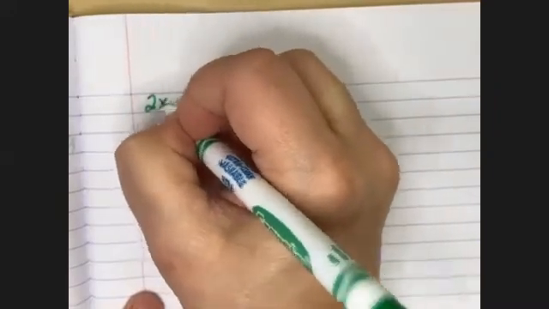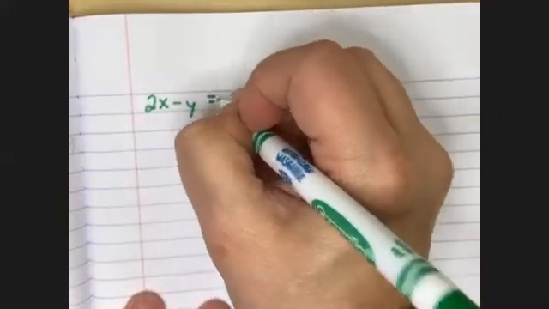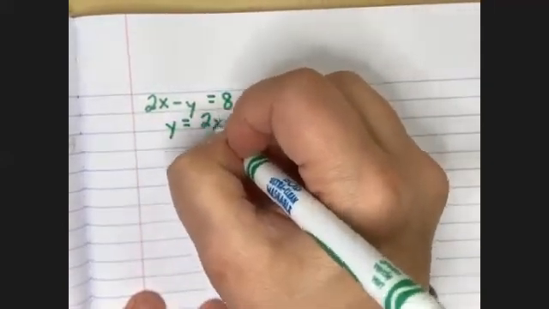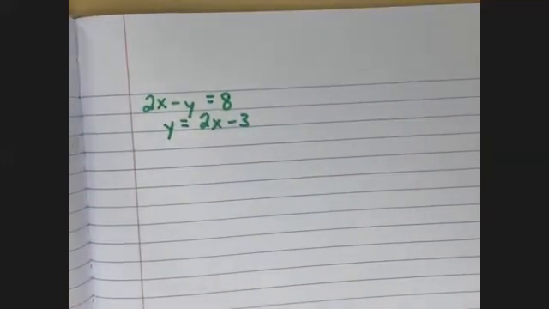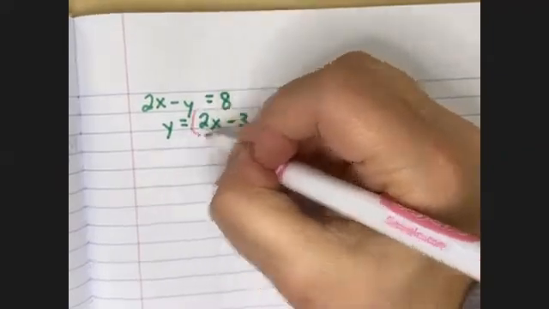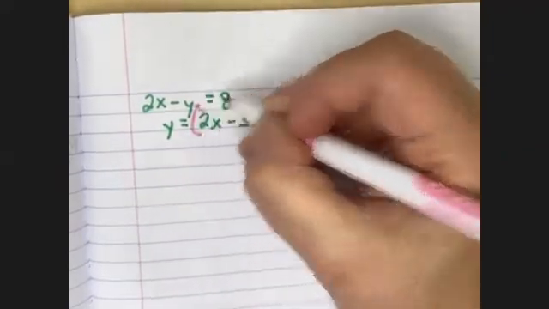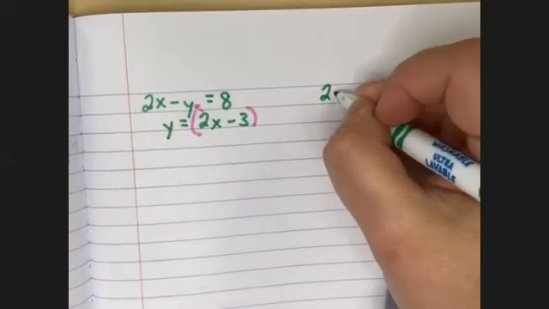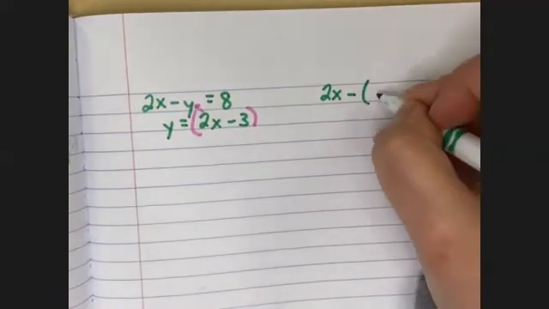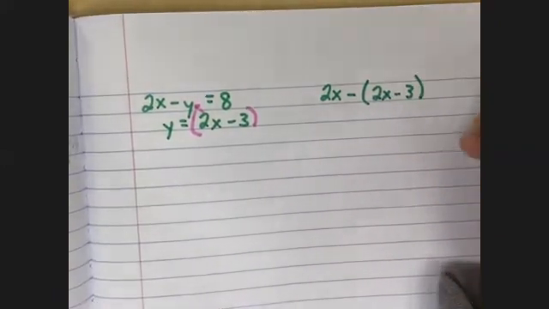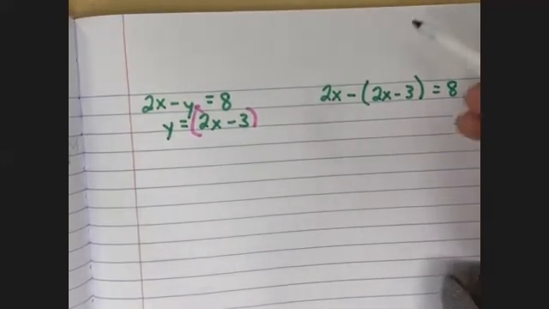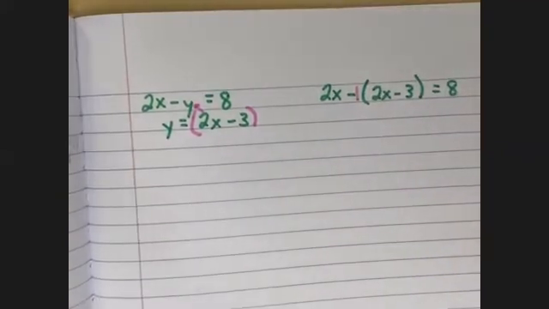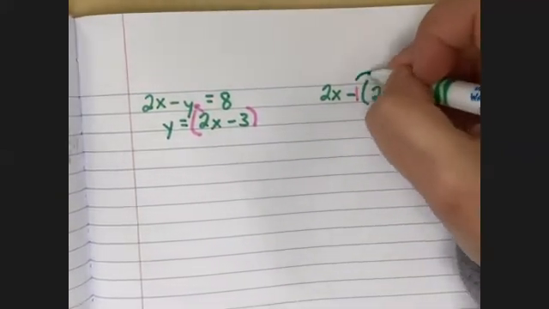So if I have this, 2x minus y equals 8, and y equals 2x minus 3. So I'm going to take what y equals, because it's already by itself, and I'm just going to plug it in right there to where the y is. So I have 2x minus, and then in parentheses, 2x minus 3 equals 8. Now be careful. If there's not a number, but there's a minus sign, it's like a -1 right here. So I'm going to go ahead and distribute this.